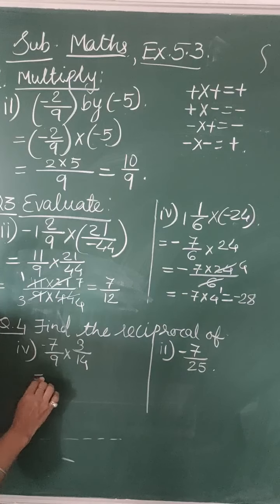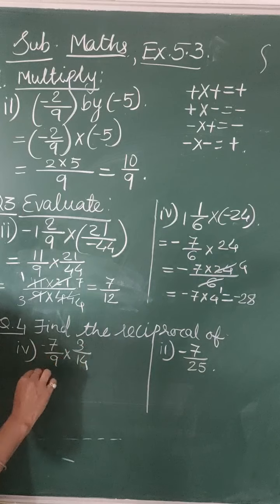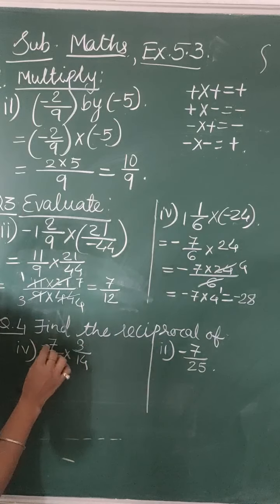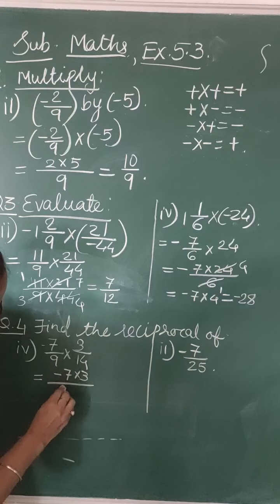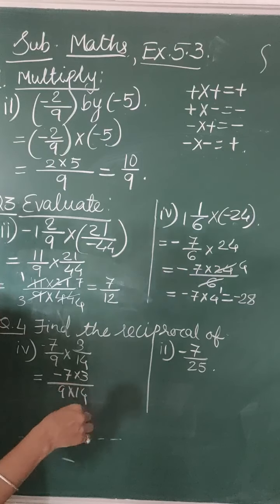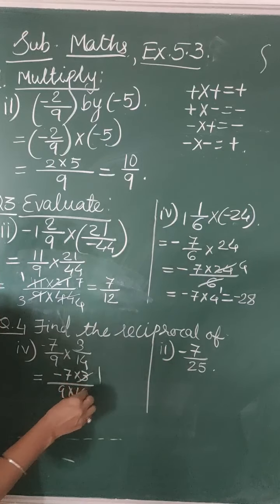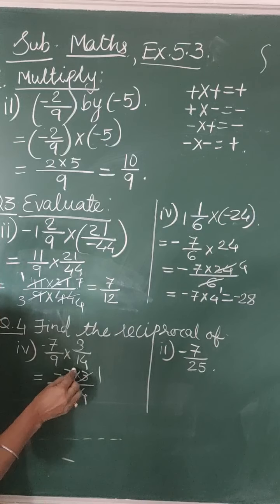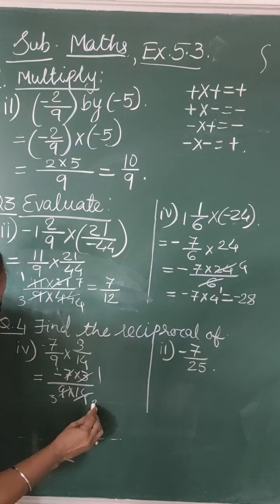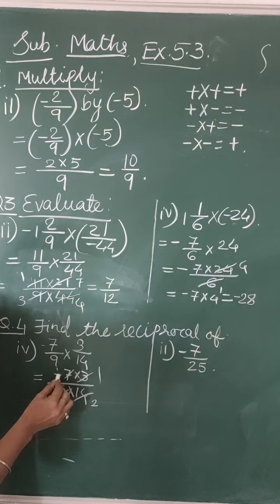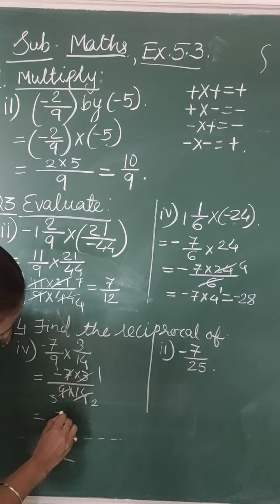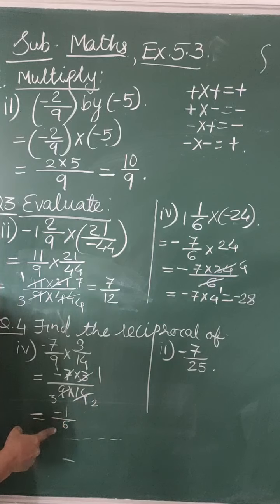Now let's simplify. Here again, as you can see, first you will simplify and then you will write the reciprocal. So multiply numerators, multiply denominators. If you can simplify, 3 ones are 3, 3 threes are 9, 7 ones are 7, 7 twos are 14. Now what is left here? Minus into 1, that is minus 1 only, by 3 into 2 is 6, 3 twos are 6. So you got minus 1 by 6.